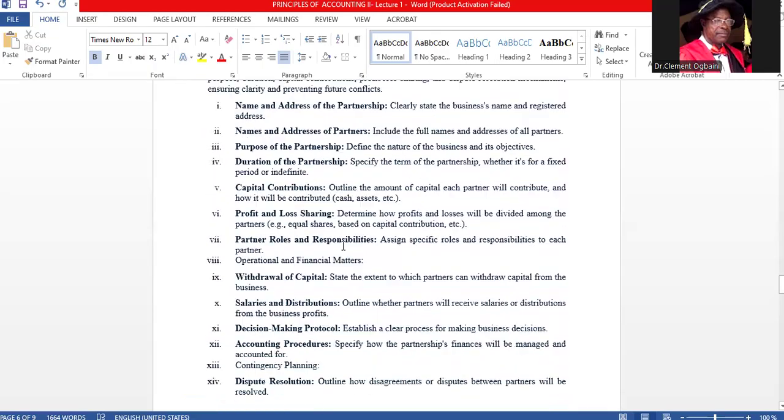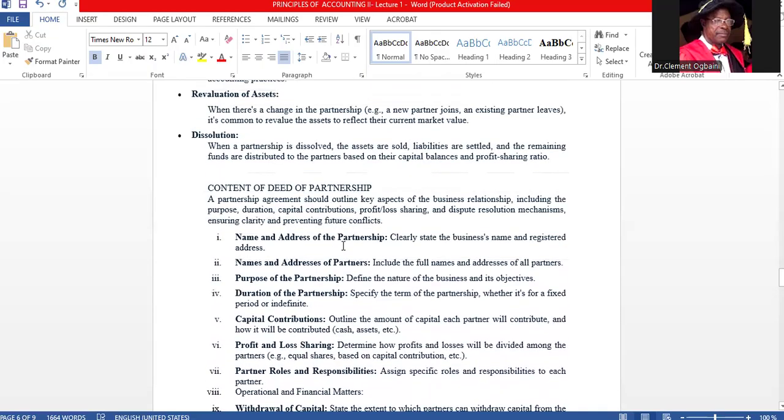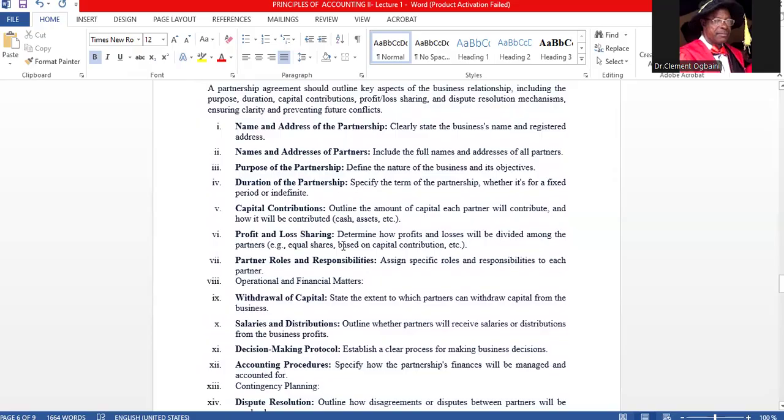So, like we said, in partnership there must be a partnership agreement which includes the name and where the company will be, also the names of partners, the purpose of the partnership, how long the partnership is expected to last, then the capital contribution of each partner, and also the profit sharing. How are they going to share profit in the partnership? And also, what will be the role, the function of each partner?